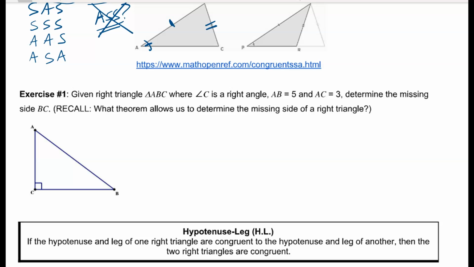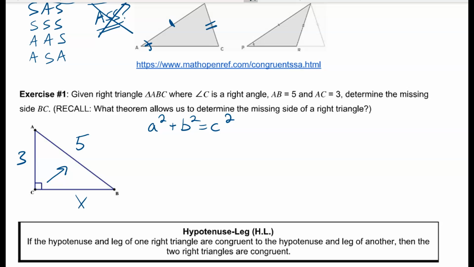So for exercise 1, given triangle ABC, where angle C is a right angle, AB equals 5, AC equals 3, find the missing side of BC. Now, if you don't remember, we actually have a theorem to help us solve for any side of a right triangle. That's a squared plus b squared equals c squared. That's the sum of the two legs squared should equal the hypotenuse squared. So a and b just represent either AC or CB, and c squared represents the hypotenuse. And remember, the hypotenuse is always across from the right angle.